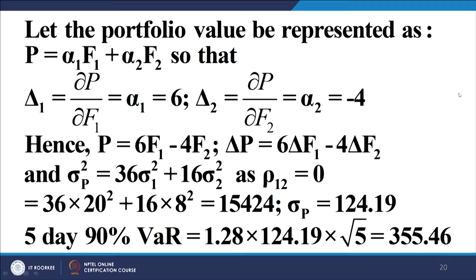This gives me alpha 1 is equal to 6, and similarly I get alpha 2 is equal to -4. Hence, we have P is equal to 6 F1 minus 4 F2, delta P is equal to 6 delta F1 minus 4 delta F2. Because delta F1 and delta F2 are uncorrelated, what do I get? Sigma P square is equal to 6 square into sigma of F1 square plus 4 square into sigma of F2 square, that is because rho 1 2 is 0.